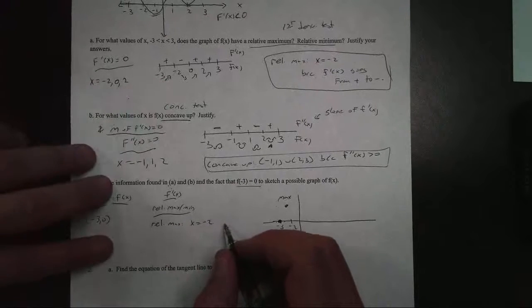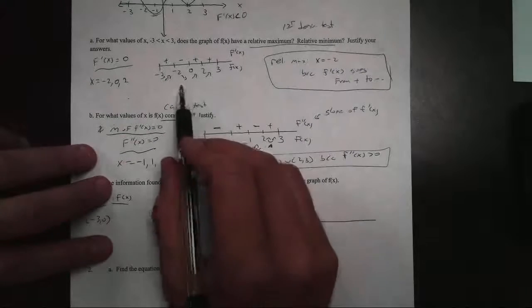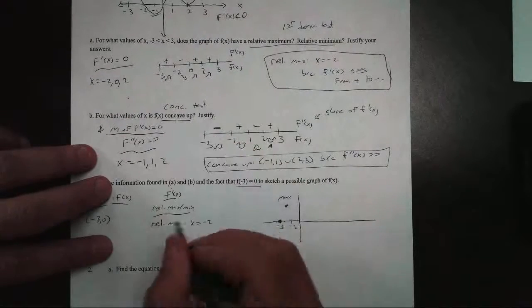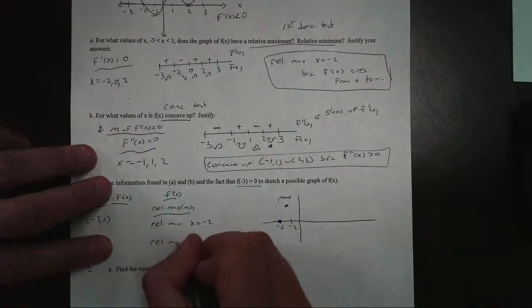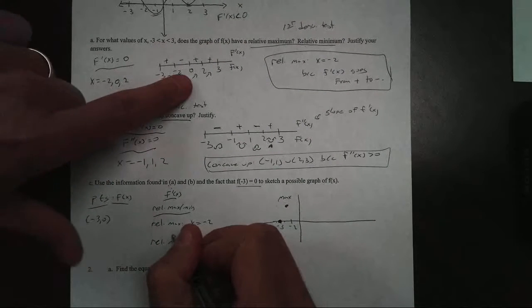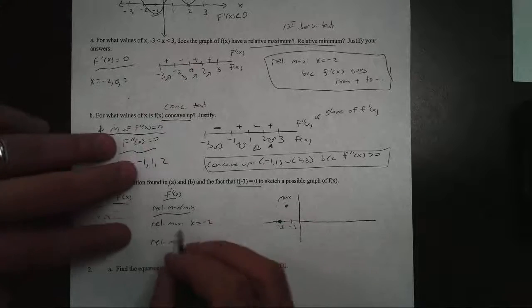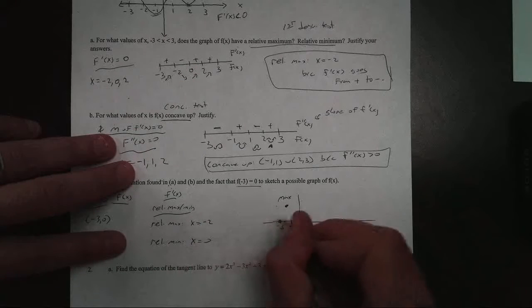And let's see here. Any other? Is there a relative minimum? At 0, there's a relative minimum. And again, I can use my first derivative test for that. So it goes down and then up. So at x equals 0, there's a minimum.